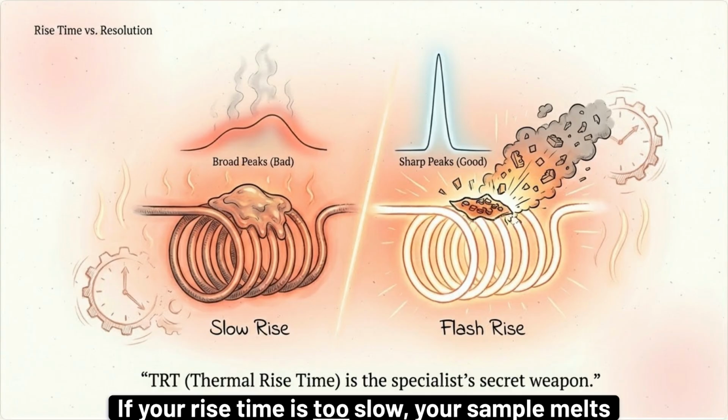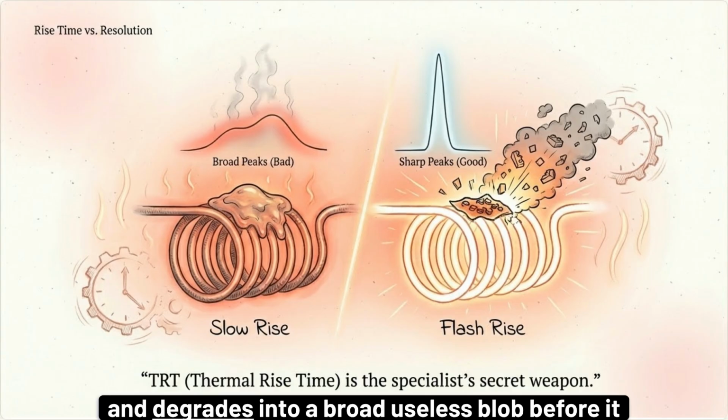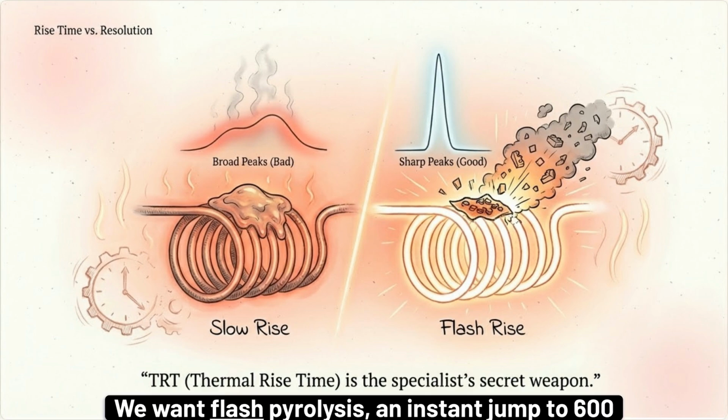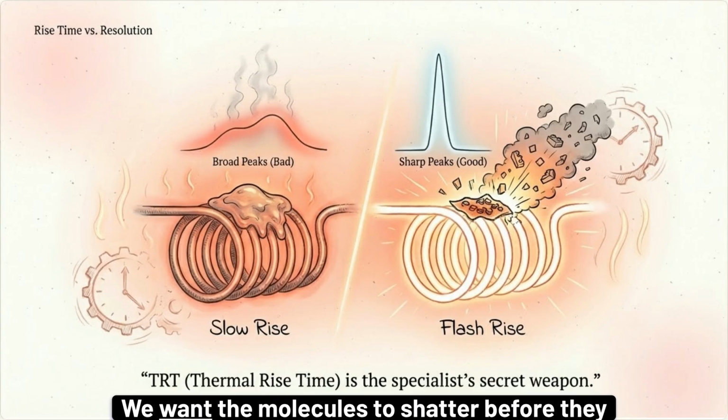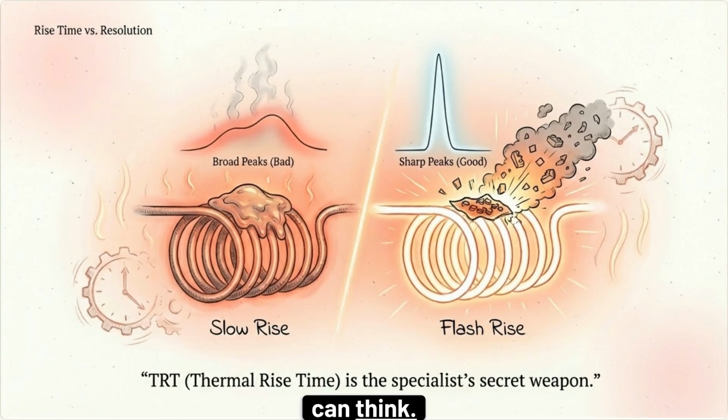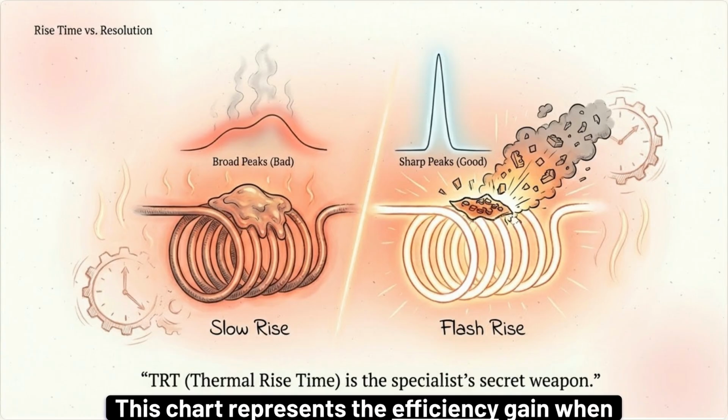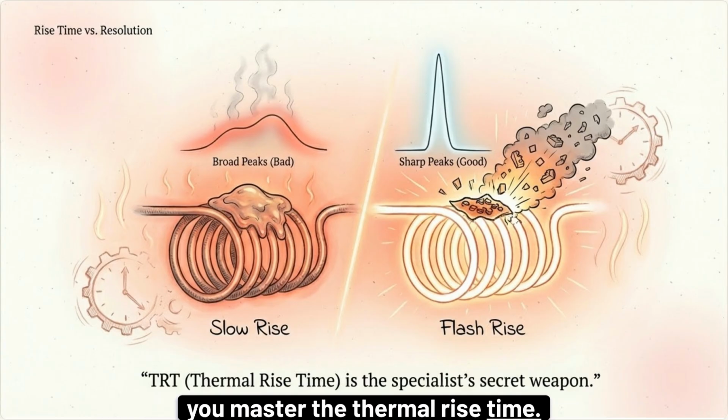If your rise time is too slow, your sample melts and degrades into a broad, useless blob before it even enters the column. We want flash pyrolysis, an instant jump to 600 degrees. This speed is how we achieve the sharp, high-definition fingerprints we need for mass spec. We want the molecules to shatter before they can think. This chart represents the efficiency gain when you master the thermal rise time. Low TRT equals high discovery.